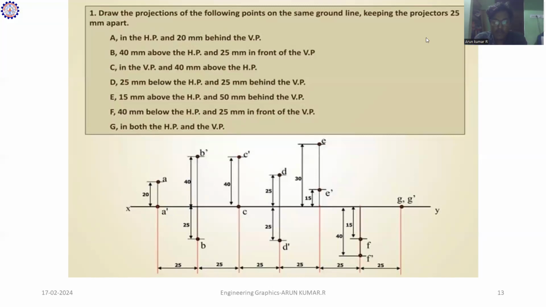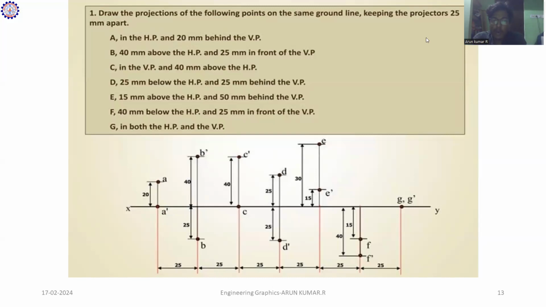Then move to the second point, that is B. B is 40 mm above HP and 25 mm in front of VP. So here the point's name is B. What are the key terms we are using here? Above and in front. Above and in front are the words for the first quadrant. We already saw this in the previous lecture series, so we know what above and in front mean.